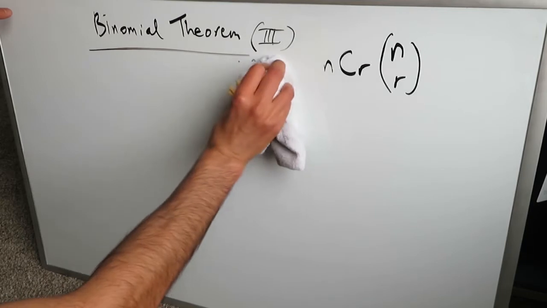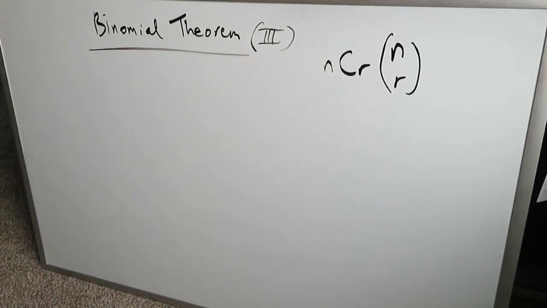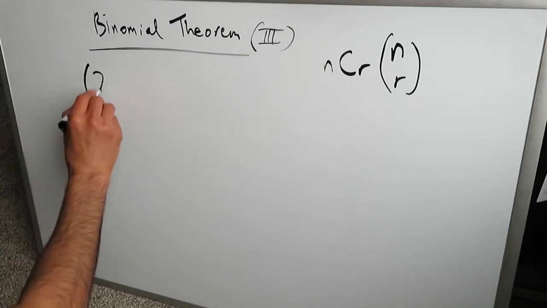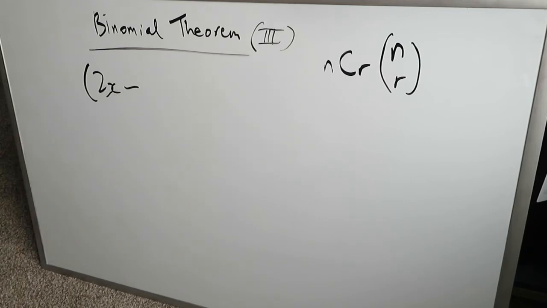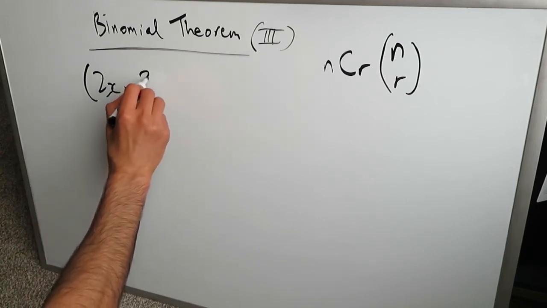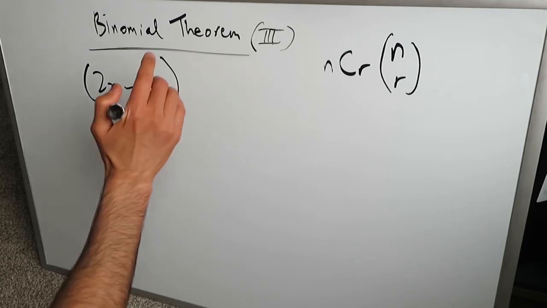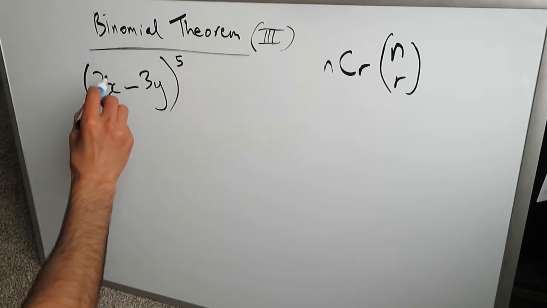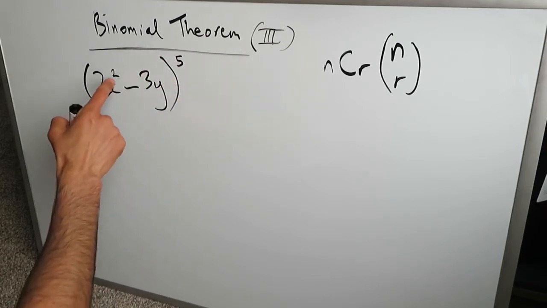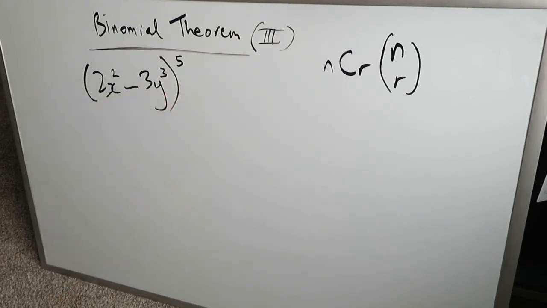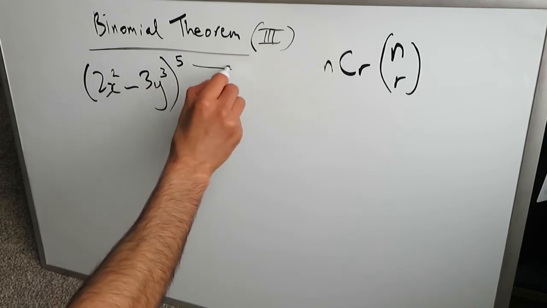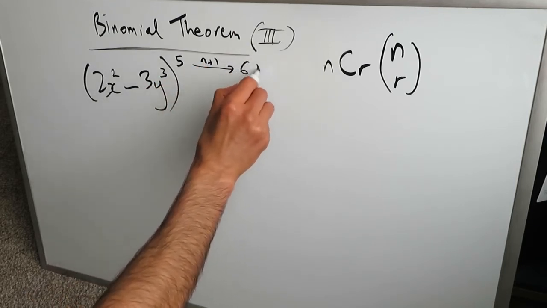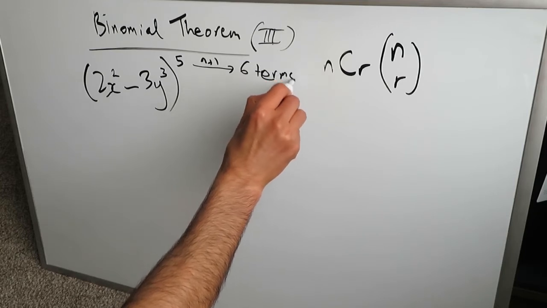I want to show you a single example, but slightly more enhanced in terms of difficulty. And here is our example. We will do 2x, and of course I'd rather use a minus sign because it adds a certain degree of difficulty, to the power of 3y, all to the power of 5, and we'll have an exponent 2 here and an exponent 3 here. The first thing we're looking at is this n value, which we use in an n plus 1 format to see that there are 6 terms. When we open this out, we'll have 6 terms.